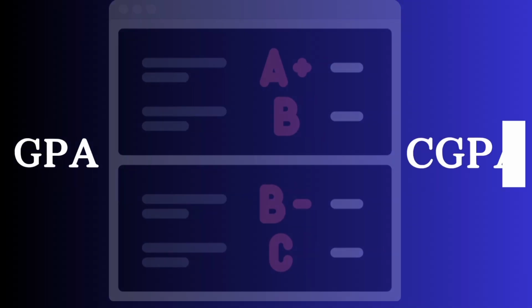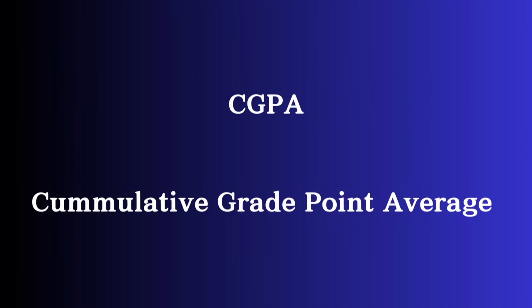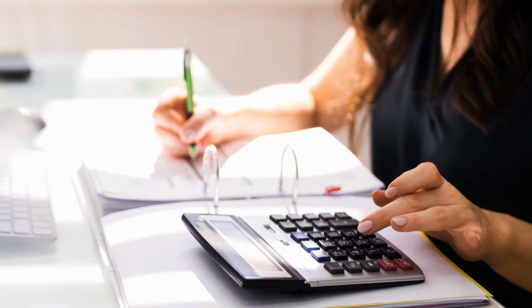Before we jump into the calculations, let's clarify some key terms: GPA and CGPA. GPA stands for grade point average. It measures your performance in a single semester or in a term. On the other hand, you have CGPA, which is known as the cumulative grade point average. It reflects your overall performance across multiple semesters. To begin with, let's look at the step-by-step process to calculate your GPA.